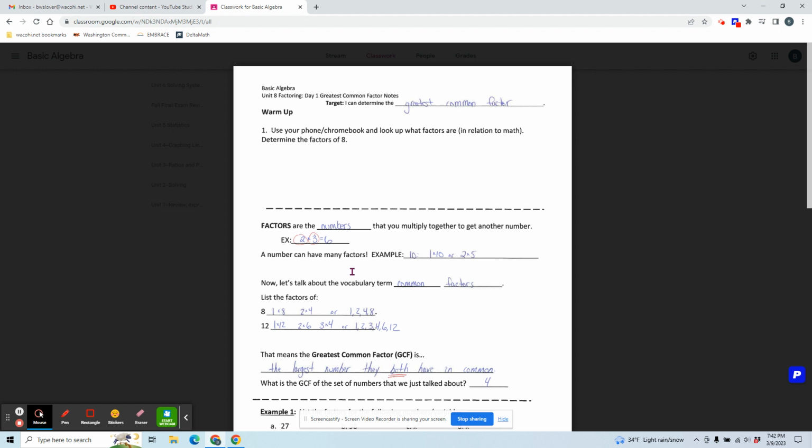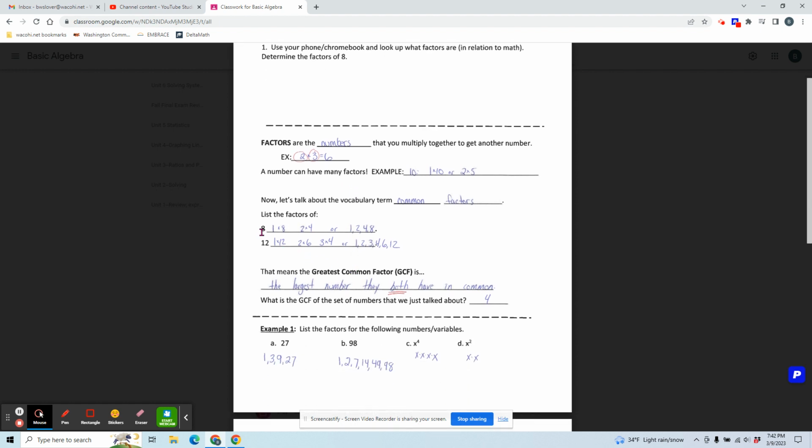Now let's talk about the vocabulary term common factors. So if I have numbers 8 and 12, and I list all the factors of 8, and I list all the factors of 12, I want to find the ones that they have in common. Well, think about what in common means. They have something that they share. Okay, so 1, they each have a 1. They each have a 2. They each have a 4. And that's it. So those are the numbers that they share. Those are the common factors, 1, 2, and 4.